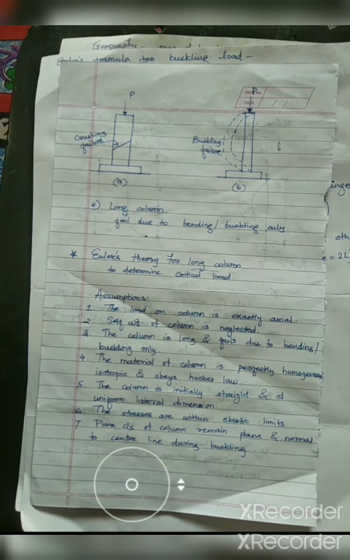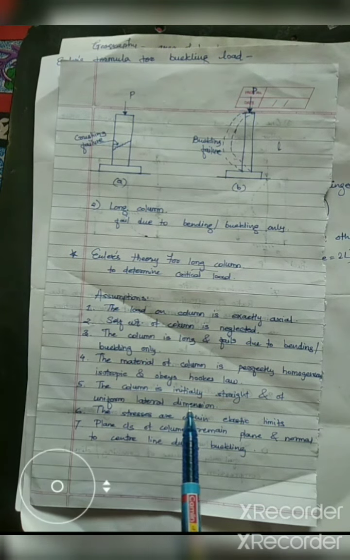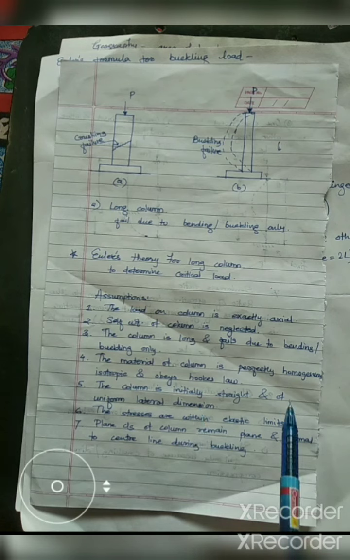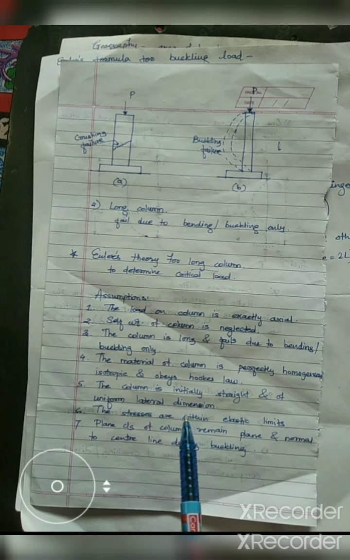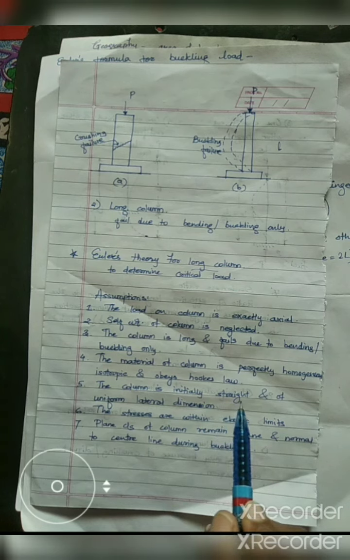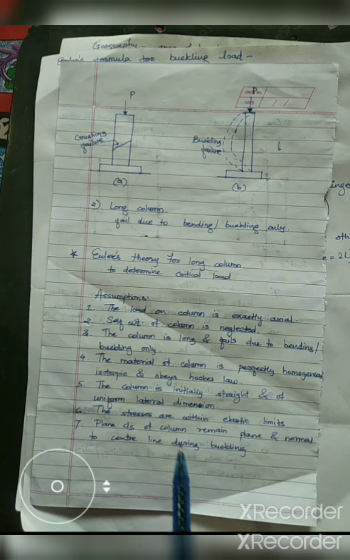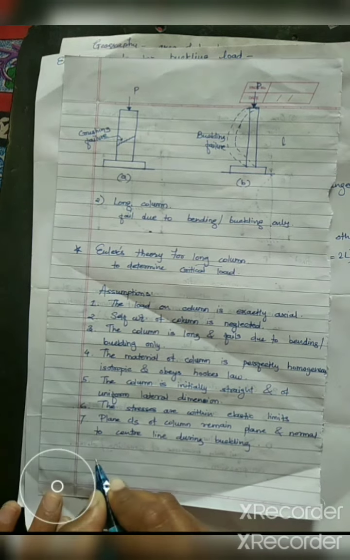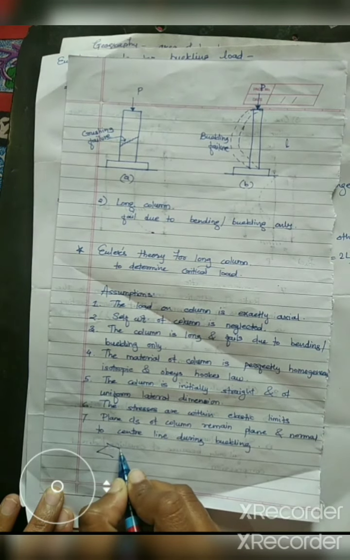Next assumption, he has assumed that the column is initially straight and of uniform lateral dimension. Okay, so what he assumed? He assumed that the column is straight and has uniform lateral dimensions. Lateral dimensions means, this is the 3D view of the column.